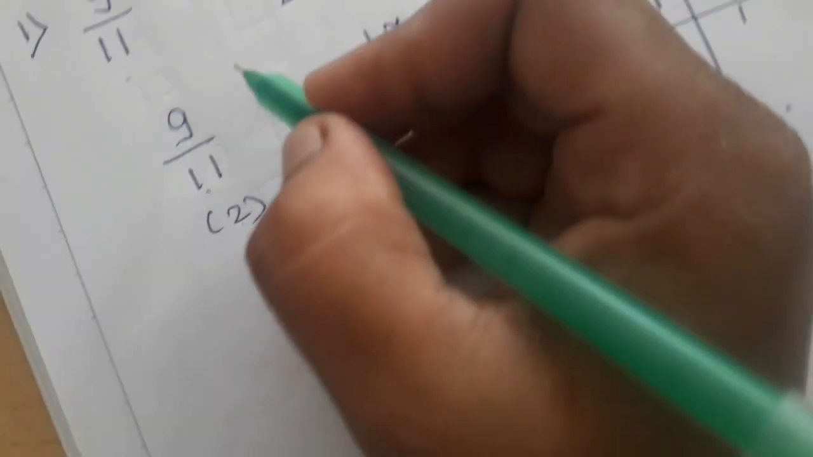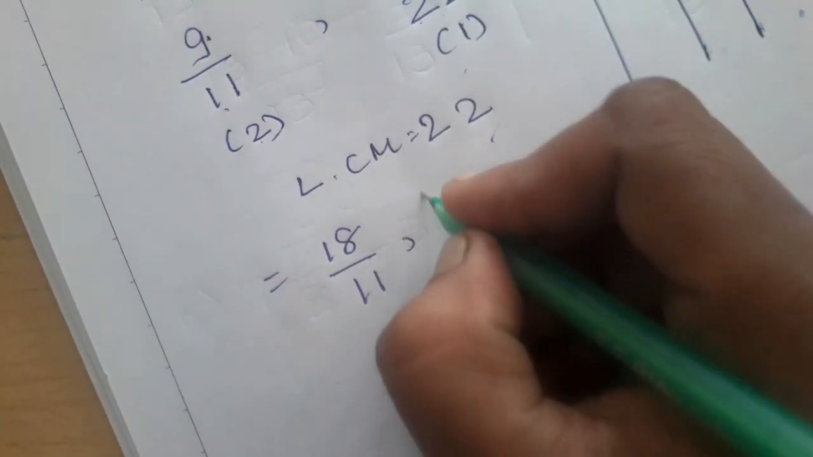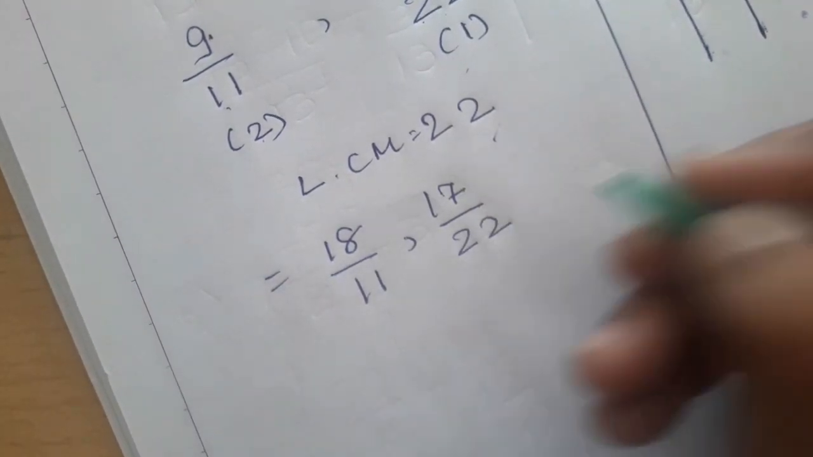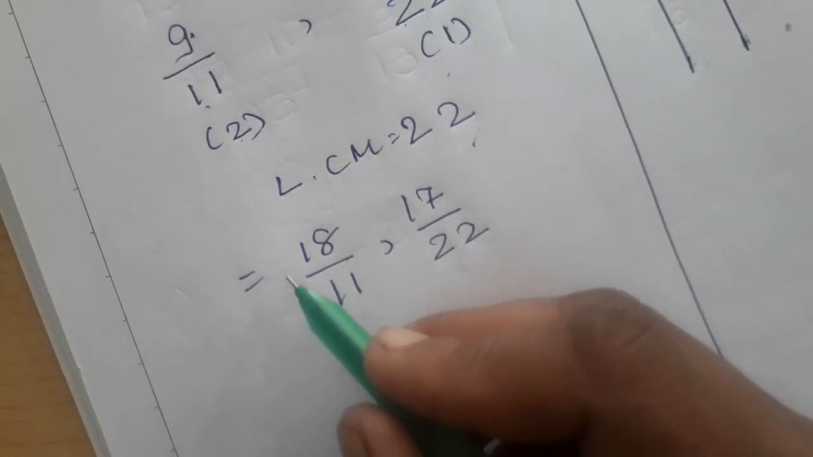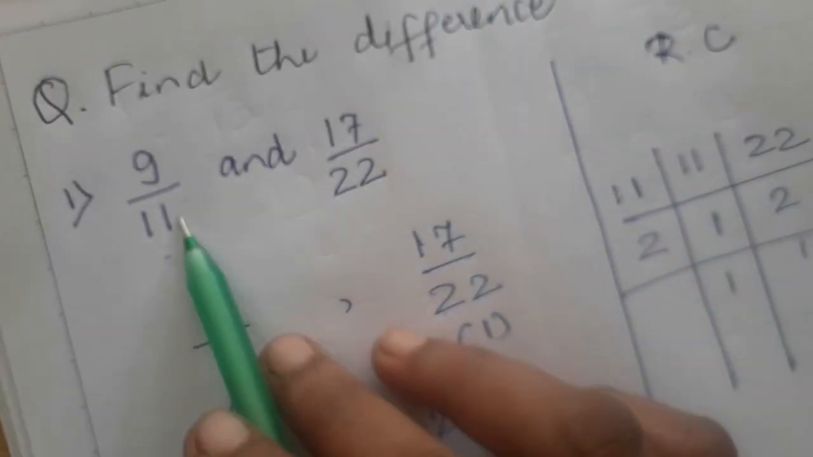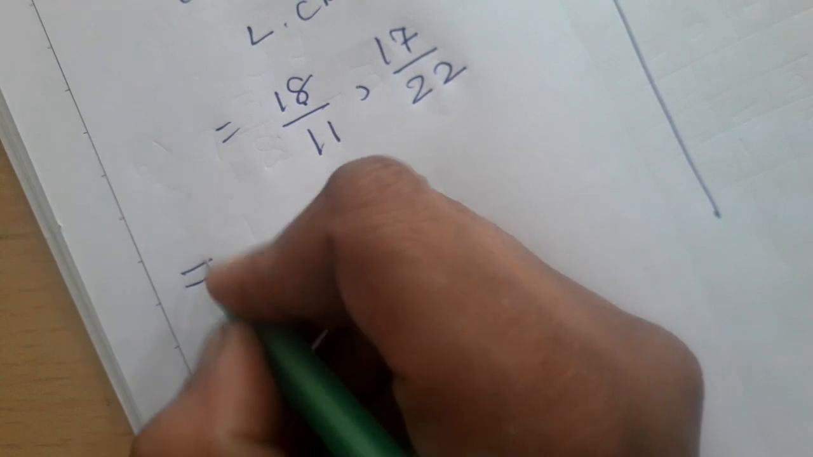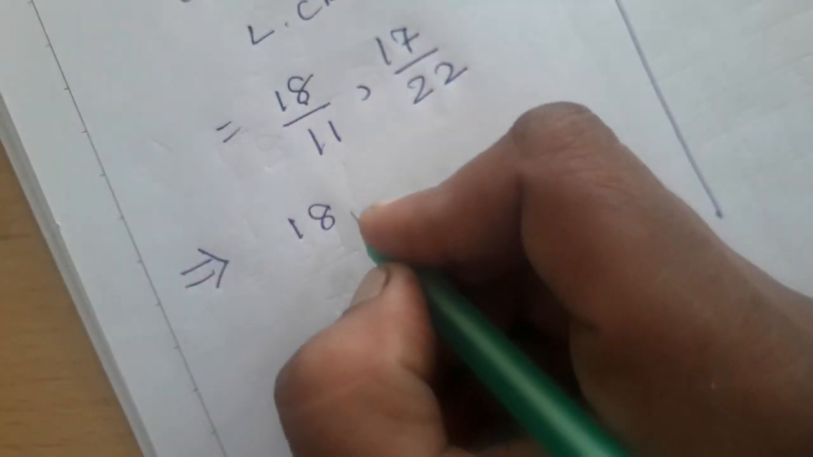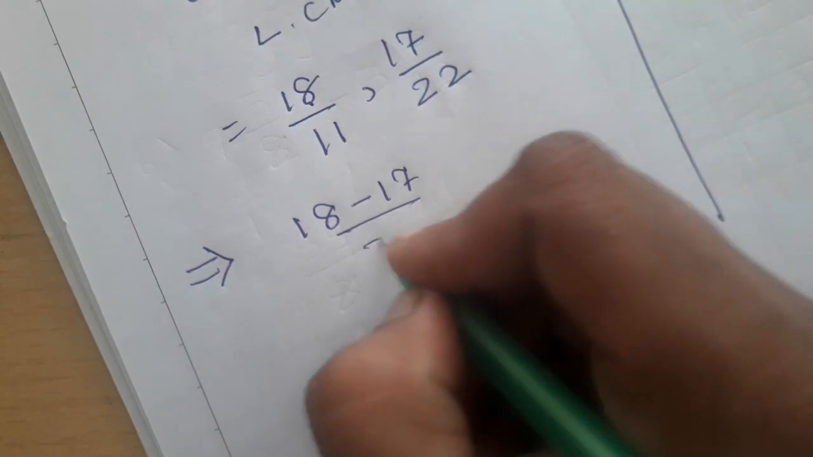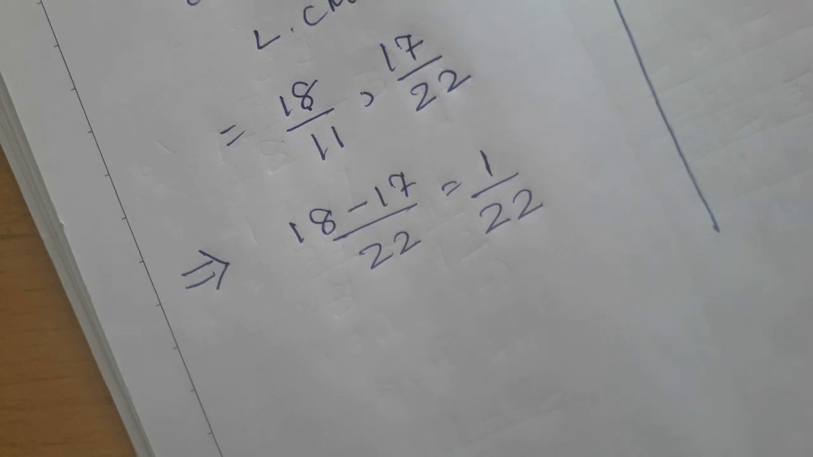Fine. So here what is the first fraction? 9 2s are 18 upon 22. Okay, and here this is 17 upon 22. So now here you are in the comfort zone, that is 18 is greater than 17. So here the first fraction is greater, right? Then the second one. So now you can very well do the subtraction, that is 18 minus 17 upon 22, that is 1 upon 22. I hope I am clear.